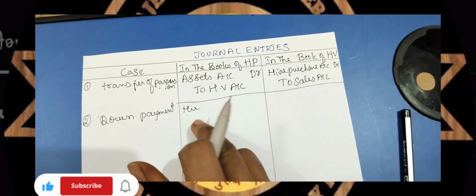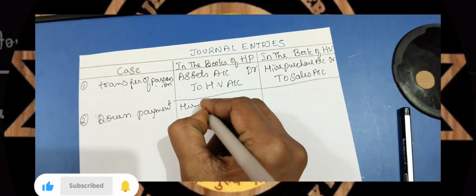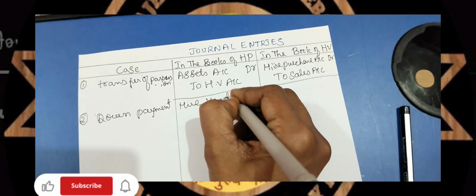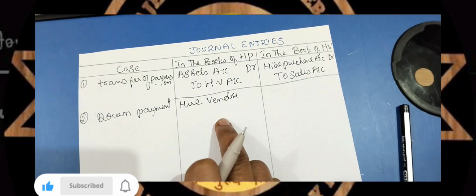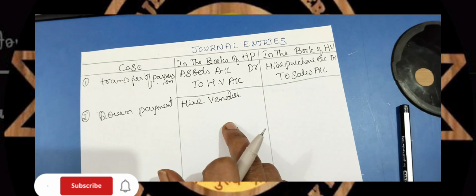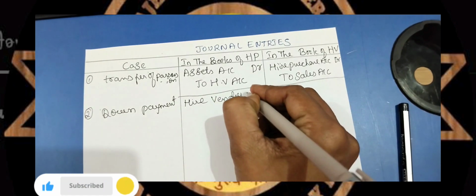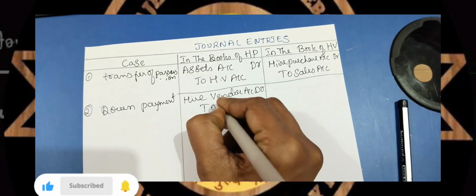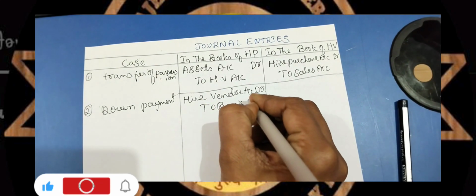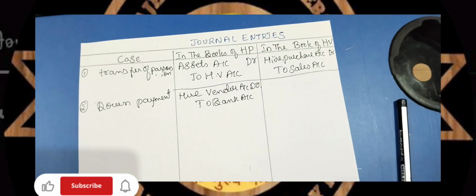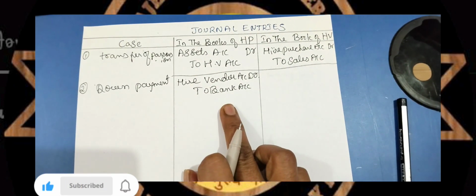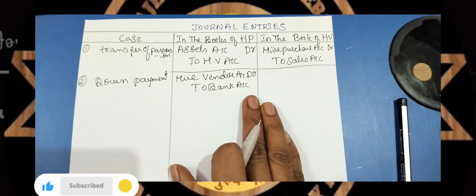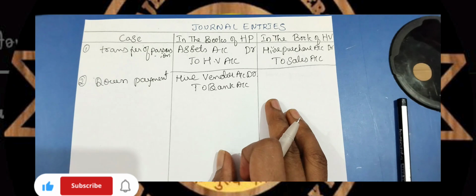So in the second entry, while making the payment, you need to debit the hire vendor account. He is receiving the amount. Hire vendor is a personal account. Debit the receiver. So hire vendor account debtor to bank account. Always in business the transactions will take place through the bank, so that's why we use the bank account. Cash transactions are very restricted. Up to 2000 only they can go for a cash transaction, not more than that.